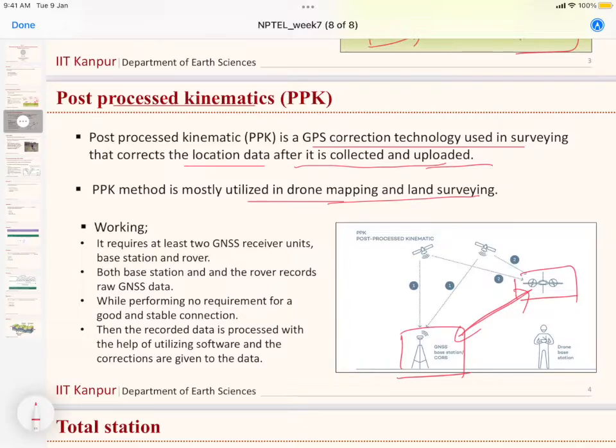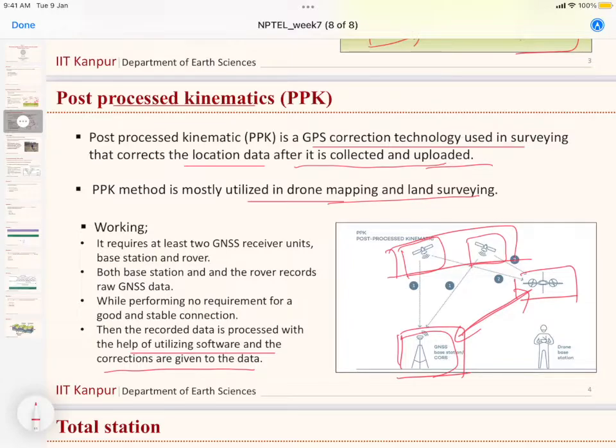So what it does, the base station individually collects the data from the GNSS system. Like in this scenario, you can see that we have two satellites available. The base station records the data from the satellite. Similarly, the rover station also collects the data from the satellite. Then both data will be stored and sent to the processing unit, where with the help of software, the corrections are applied to the data.